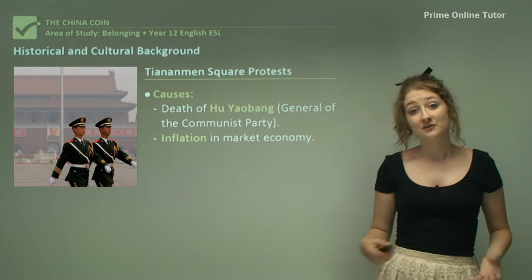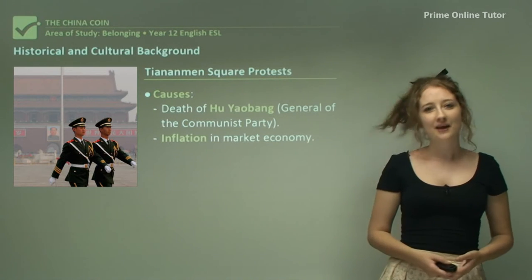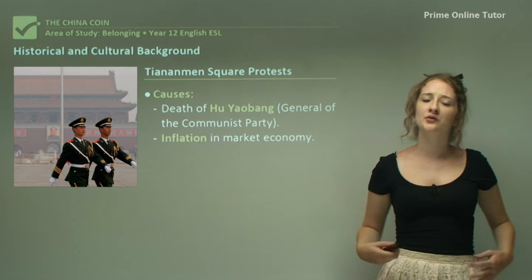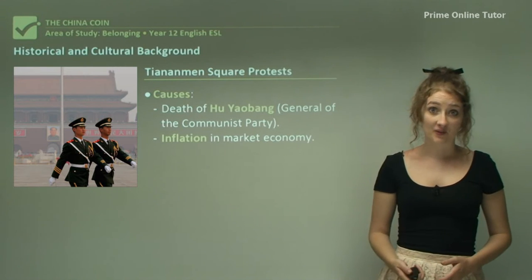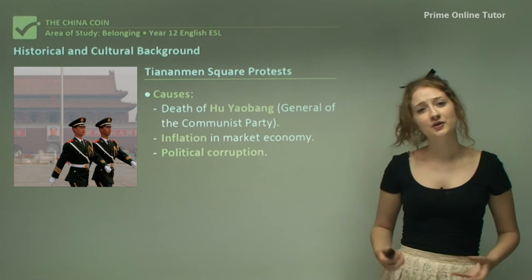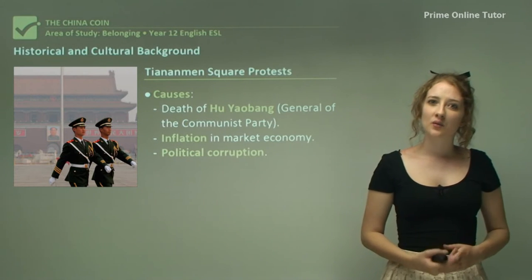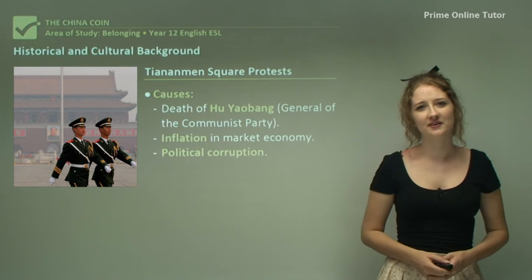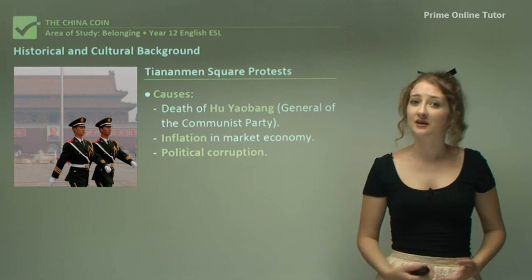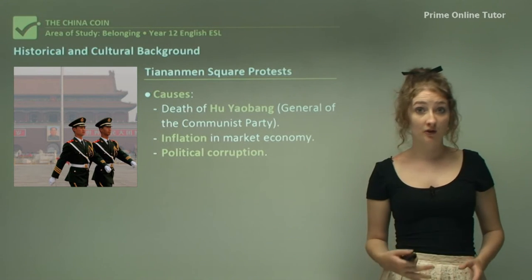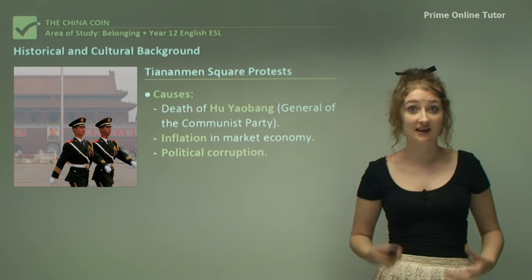We're also looking at inflation in the market economy, and that was making life more difficult for the people as a whole. Political corruption was a problem widely in the government, and the people really wanted to stand up against this and make sure that their system was just and fair, and that this corruption in politics wasn't going to be affecting their everyday life anymore.